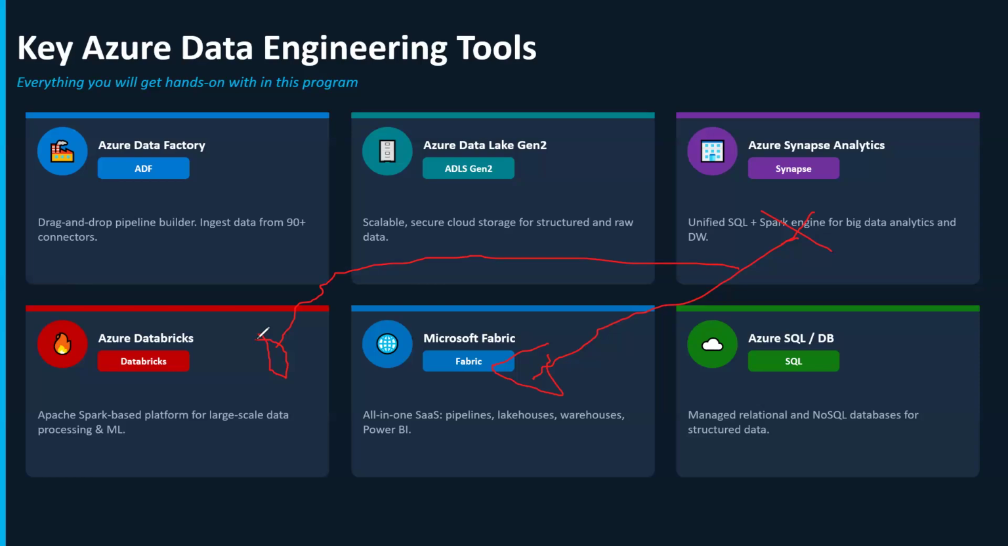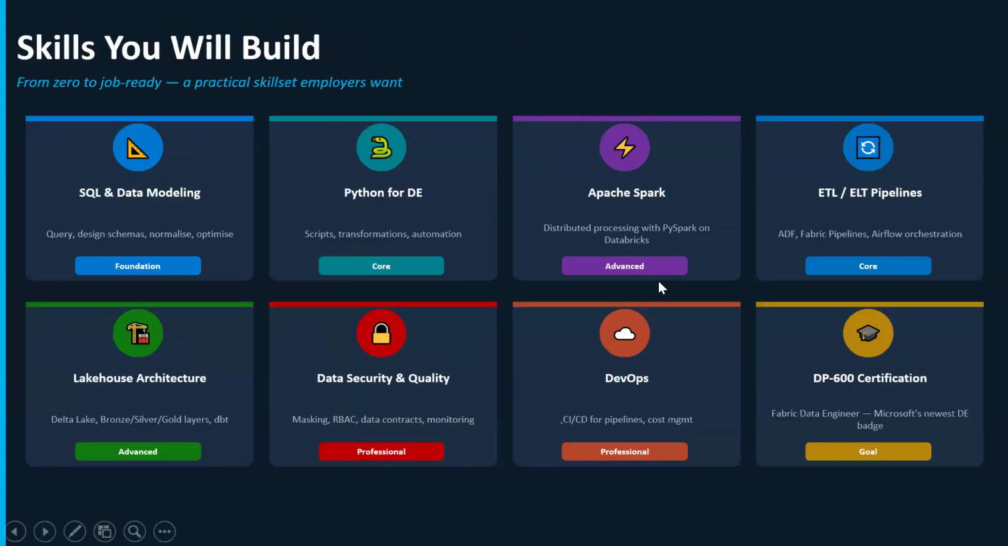And of course SQL, because without a database, there's no data engineering. There should be a database associated with any data engineering project. So as part of this, we are going to cover Azure SQL Database also. These are all the things you need to learn, or we are going to cover, as part of this program.